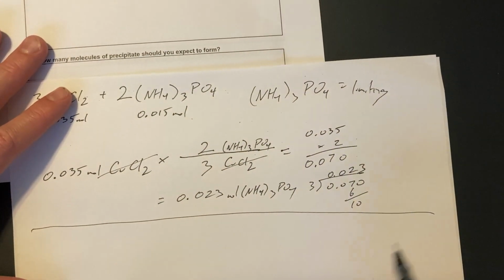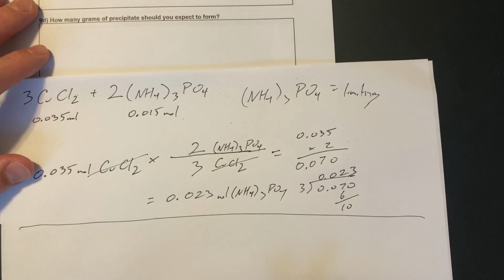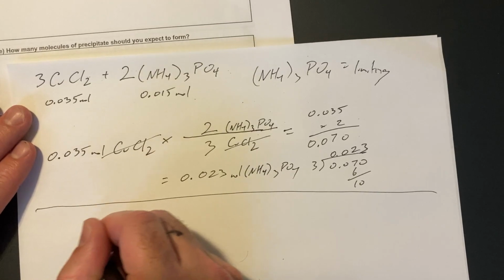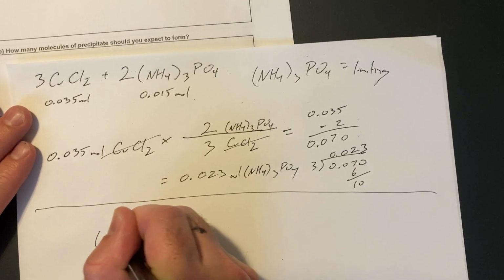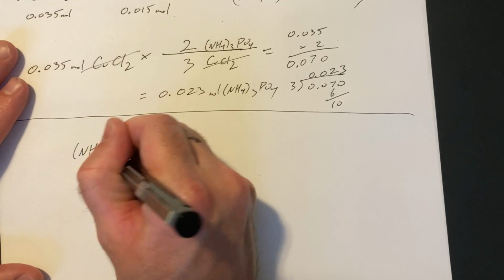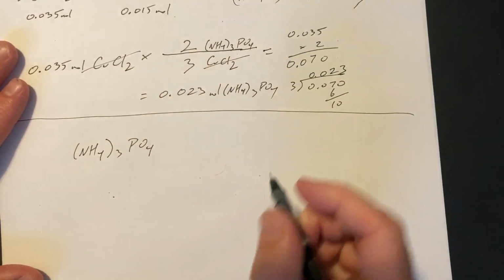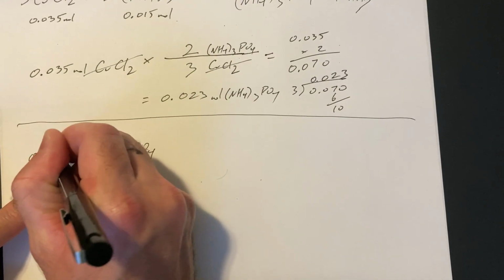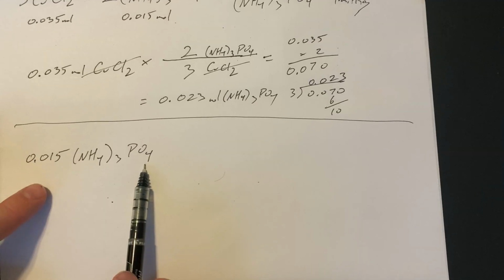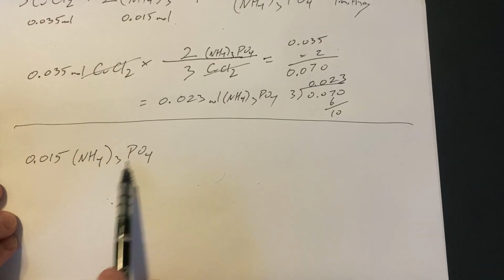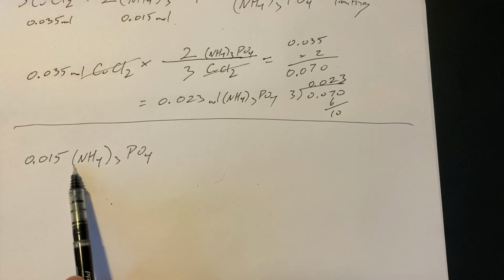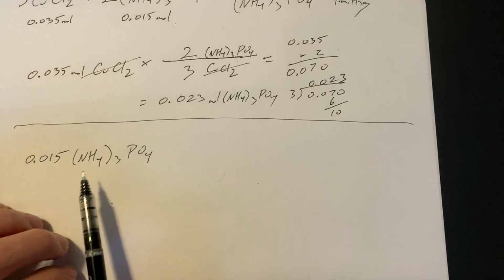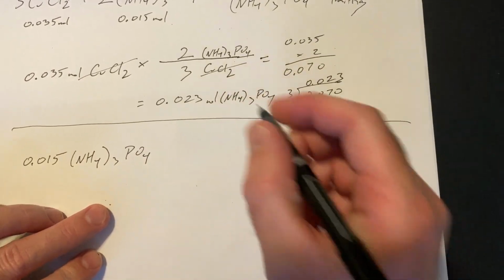If you need to figure out how much of a product you form, then you take your limiting reactant. So our limiting reactant, we concluded, was (NH4)3PO4. We take the actual amount that we have on hand, 0.015. And we use our limiting reactant because the reaction will stop when we have run out of your limiting reactant. When your limiting reactant is used up, that's when the reaction stops. And so that determines how much of your products you form.